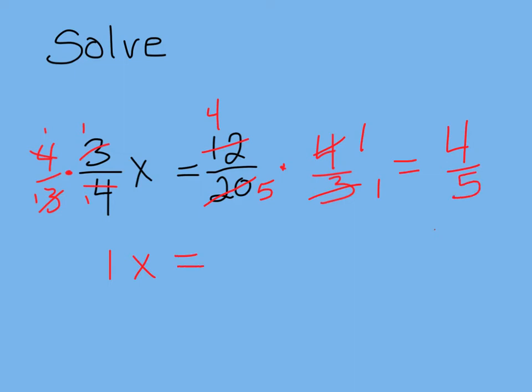So 1x is really just the same as 1 times x. That would be the same as x, because 1 times anything is whatever that number is. And on this side, it's 4/5. So this mystery x would have to be 4/5 in order for these two sides to equal the same thing.